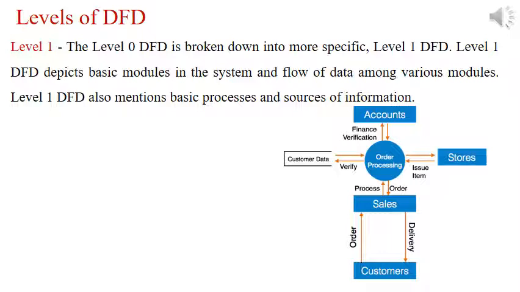Once the order is confirmed, it goes to the sales and it's stored in the database as well. So once it moves to the sales department, then it delivers the product to the customer. So we are detailing more than level 0. In level 1 we are explaining some of the processes and sources of information, how this information is used.